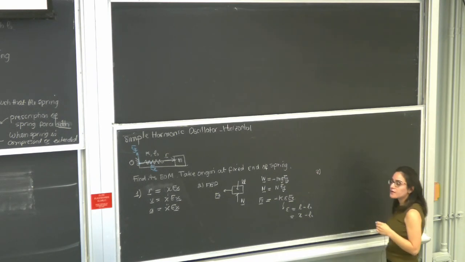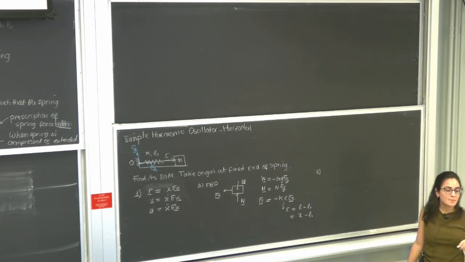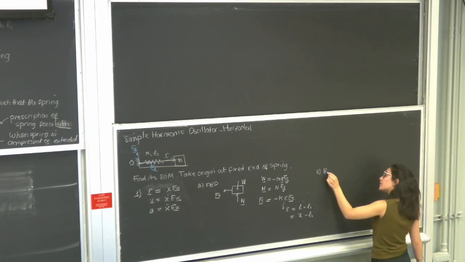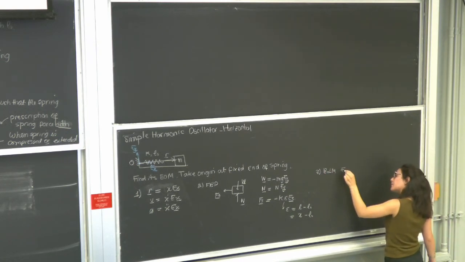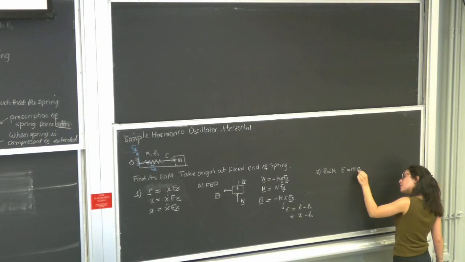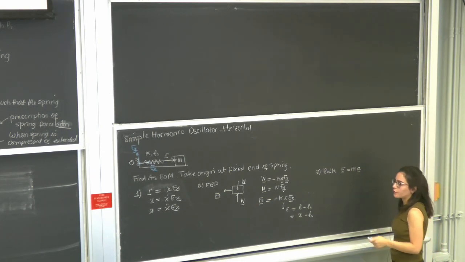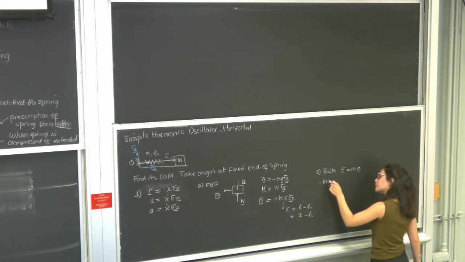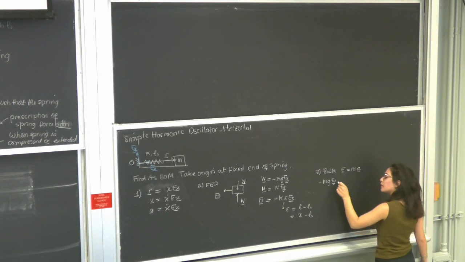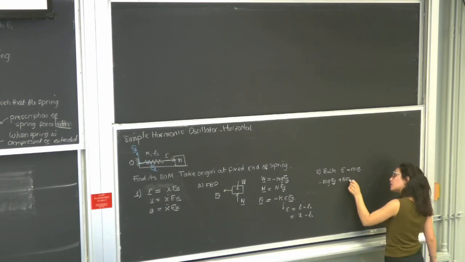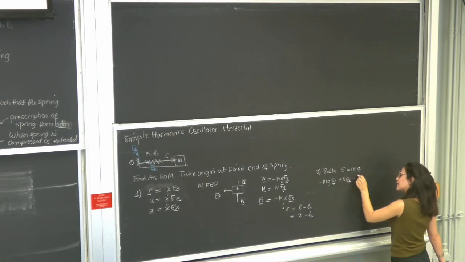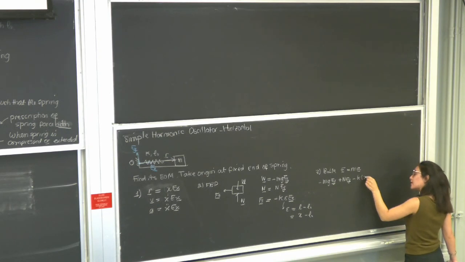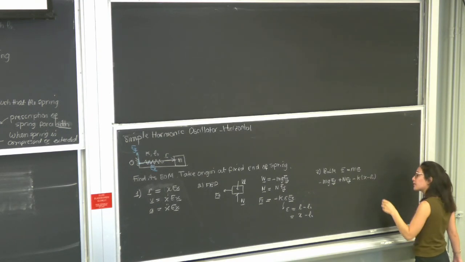What is my third step? Yes? Balance law, the balance of linear momentum. F equals ma. And then I'm just going to add the forces. Minus mg ey plus n ey minus k (x minus L0) ex.